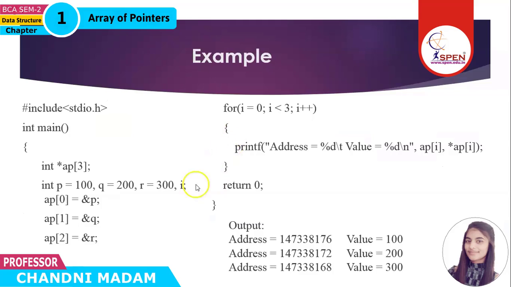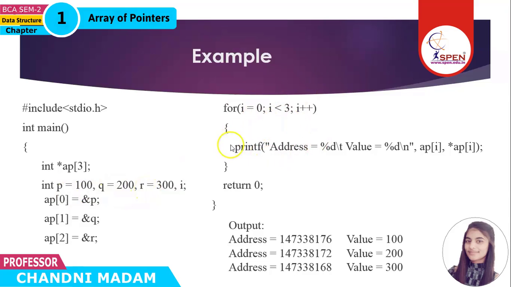Let us see one example of an array of pointers. Here we declare our array of pointers and the size is 3. That means we will store 3 integer addresses in our ap array. Now we declare and initialize our integer variables: p is 100, q is 200 and r is 300. We also declare one integer variable i. Now we initialize our array of pointers. In the 0th location we store the address of the p variable. In the first location we store the address of the q variable, using the & address operator, which gives the address of a variable. And in the second location we store the address of r. So ultimately in our array we store the addresses of the p, q and r variables.